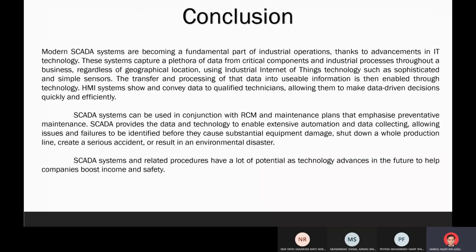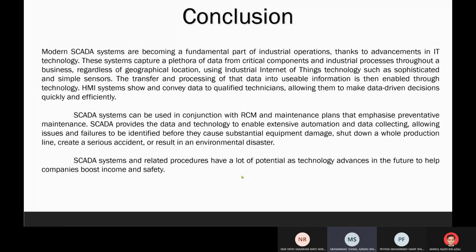So next, that's all. Conclusion. After the discussion, we can conclude that modern SCADA systems are becoming a fundamental part of industrial operation thanks to advancements in IT technology. These systems capture a plethora of data from critical components and industrial processes throughout a business regardless of geographical location, using Industrial Internet of Things technology such as sophisticated and simple sensors. The transfer and processing of that data into usable information is then enabled through technology.